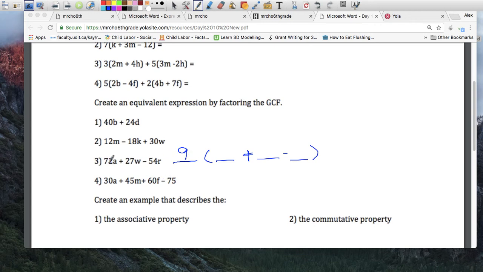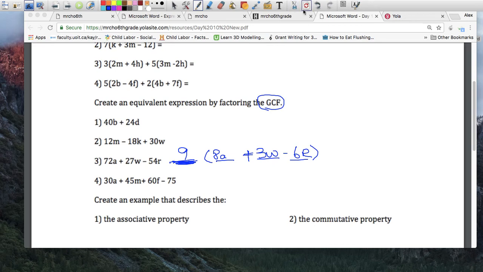Okay, so what times 9 gives you 72? It would be 8. 9 times 8 is 72. What times 9 gives you 27? It would be 3. And what times 9 gives you 54 will be 6r. There we go. Without doing the ladder method, we can also get our answer. But just got to be careful because we're looking for the biggest number that goes into all of them. We want to use the GCF, the biggest number that is in common, that goes into all three numbers. Okay.